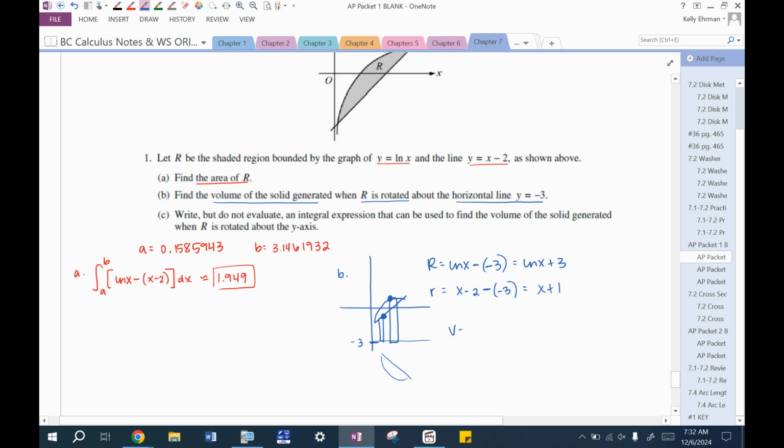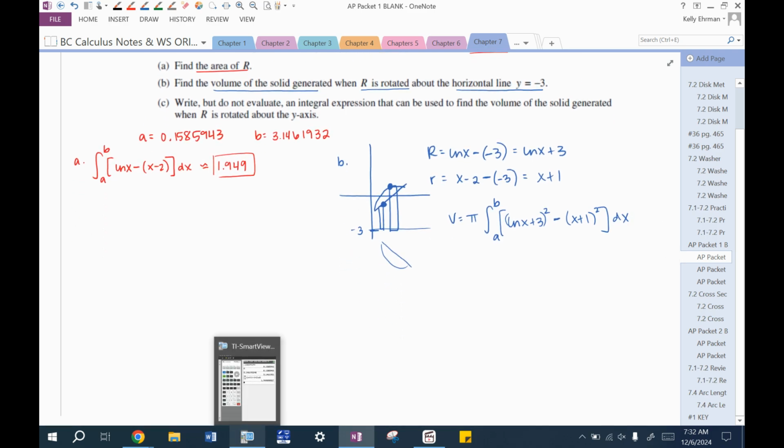So now the volume is pi times the integral from A to B again, because both the inner and the outer have the same bounds. The inner doesn't start at a shorter spot than the outer. And then it's capital R squared, so ln x plus 3 getting squared, minus lowercase r squared dx.